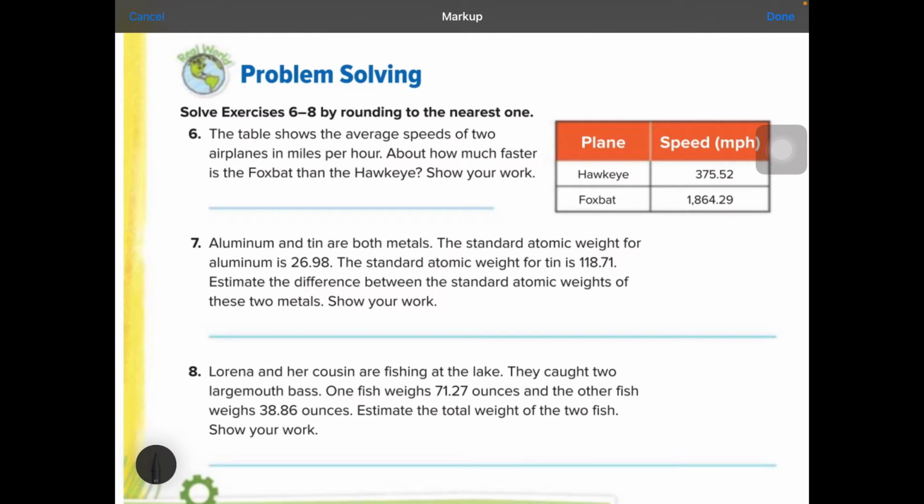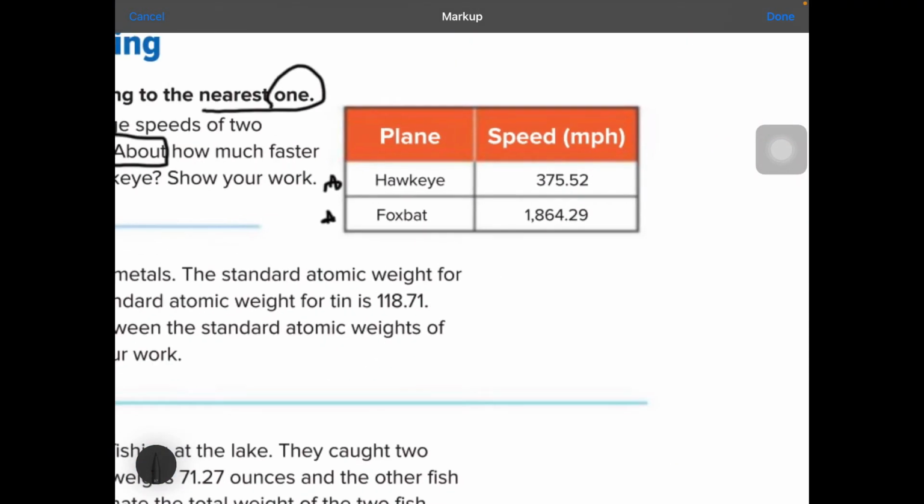Number 6. The table shows the average speeds of 2 airplanes in miles per hour. About how much faster is the Foxbat than the Hawkeye? Show your work. Let's see, the instructions say we're rounding to the nearest 1. Okay, so we're looking for Foxbat and Hawkeye. Looks like the Foxbat is definitely a lot faster than the Hawkeye, and we're subtracting to figure out how much. So let's round it to the nearest 1, shall we?